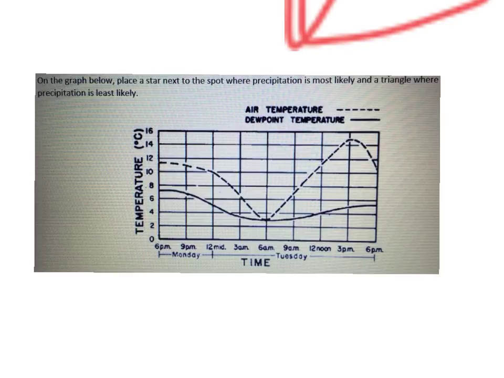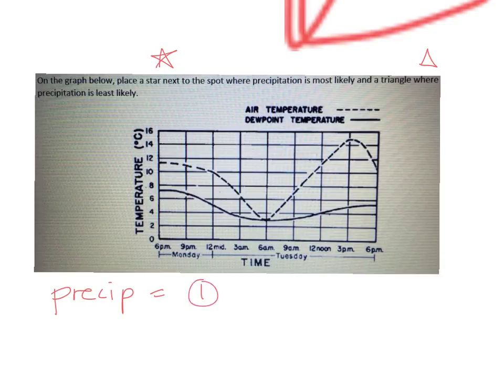All right, last review question before we get closer to this quiz here. On the graph below, place a star next to the spot where precipitation is most likely and a triangle where precipitation is least likely. In order for me to get this question correct, I need to remember what precipitation really means. Okay, so in order to have precipitation, I need one of two things to happen.